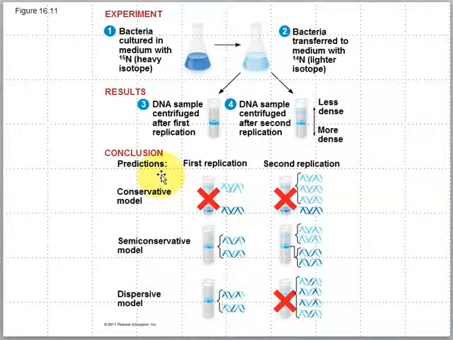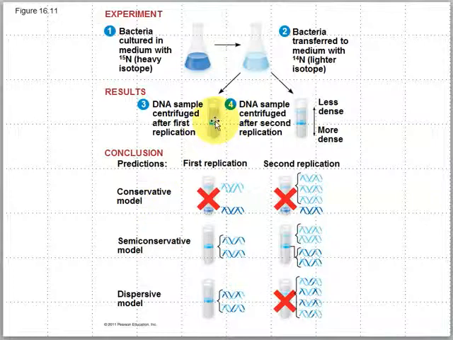So in the first replication, here are our three models, and here are the predictions. If we have a conservative model, you would have, remember, one strand of the DNA that's made up of all the parental DNA and one brand new strand. So the older DNA should have been labeled with the heavier nitrogen, and the brand new strand of DNA would have come from the lighter nitrogen. So if the conservative model was correct, you would have ended up with basically two bands.